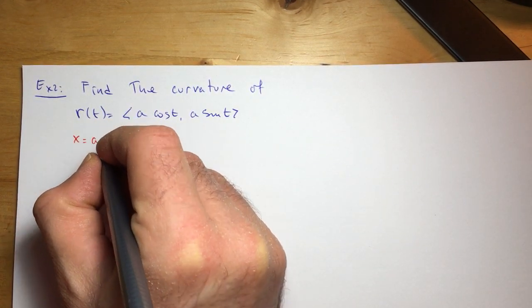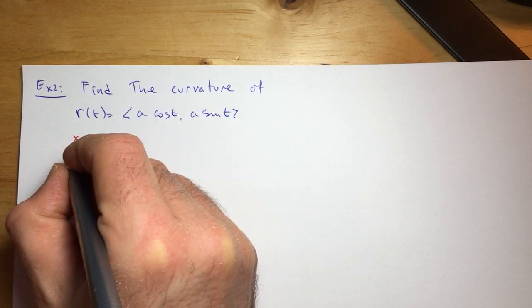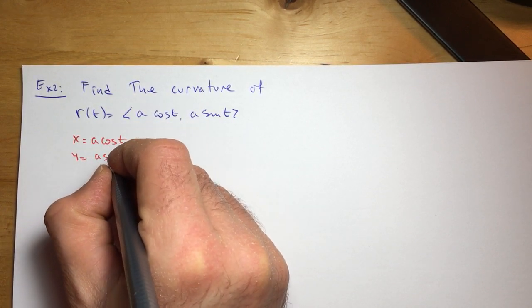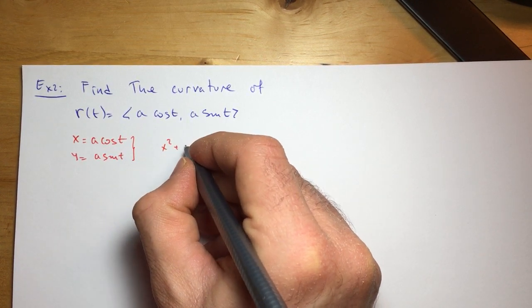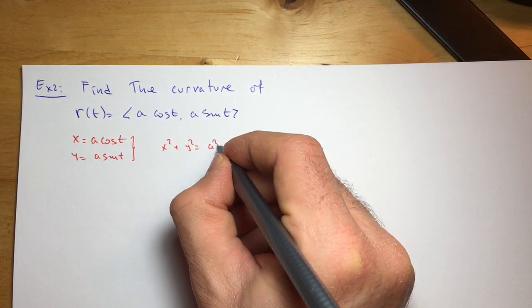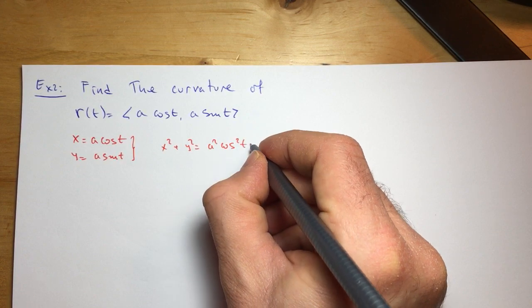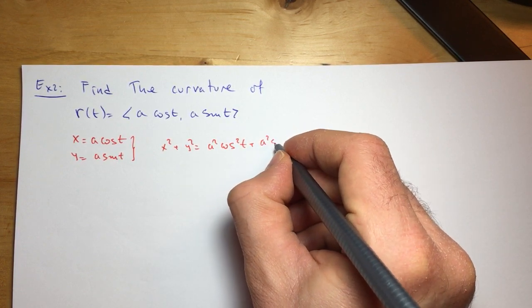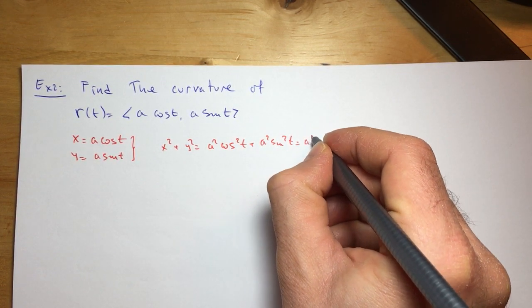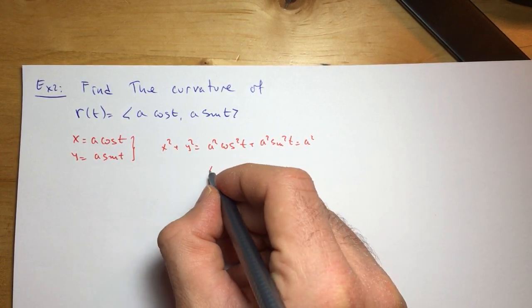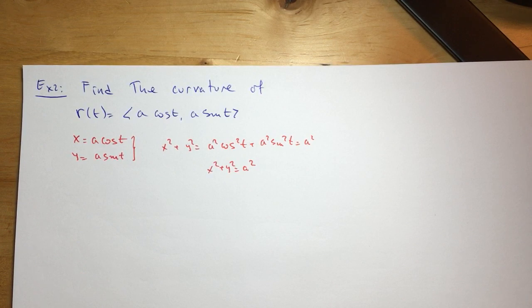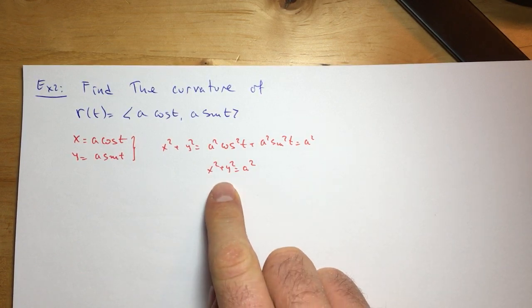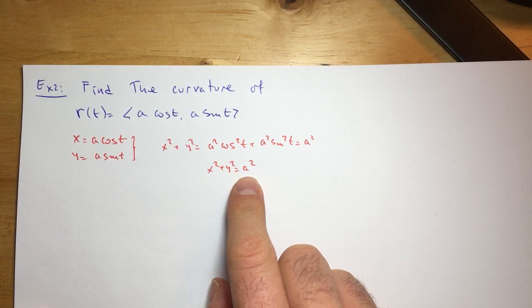The components here are x equals a cosine of t, y is equal to a sine of t, and from here x squared plus y squared is equal to a squared cosine squared t plus a squared sine squared t, which is equal to a squared, and x squared plus y squared equals a squared is the definition of the circle centered at the origin with radius a.